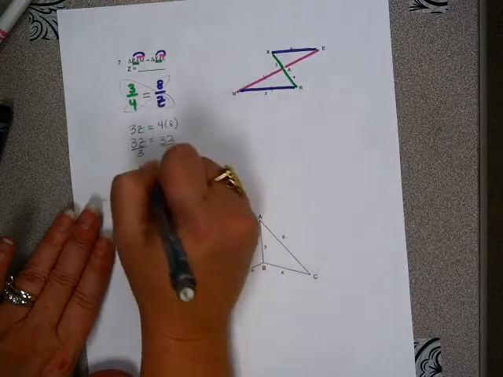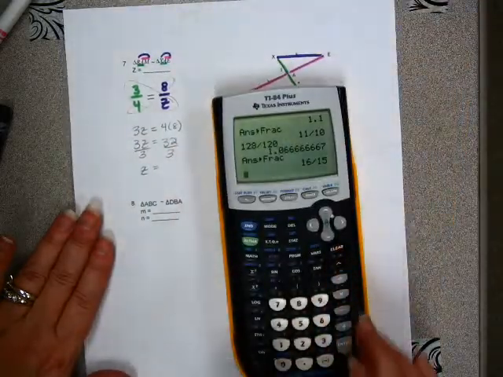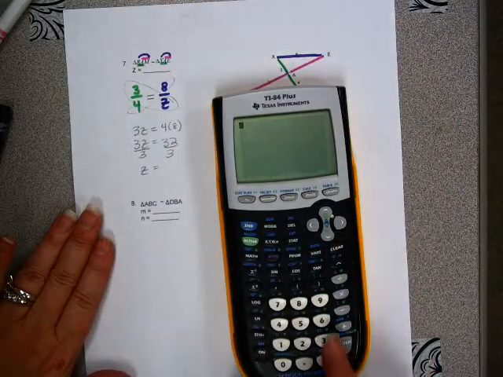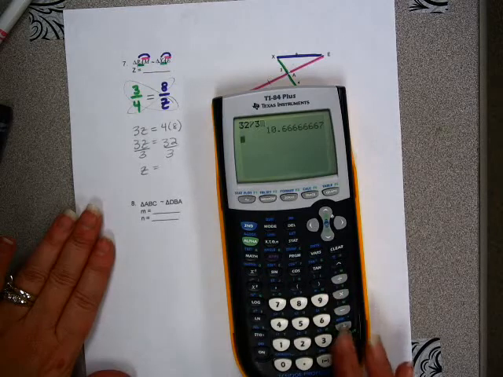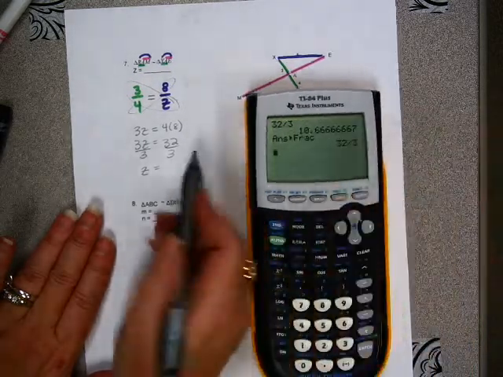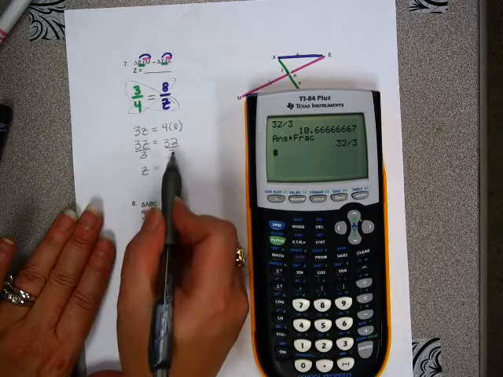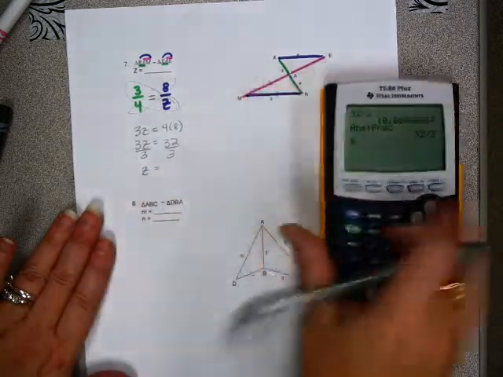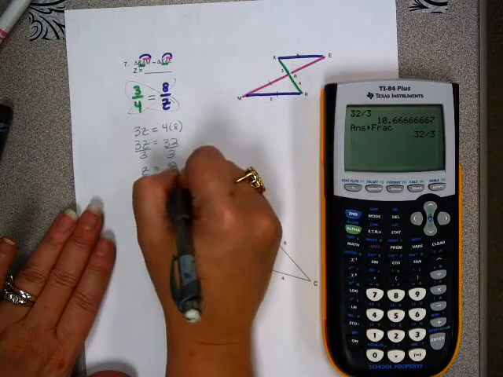And when you do that, if you put that in your calculator, you'll see that it does not reduce. 32 divided by 3, math, enter, you get 32 over 3 back. So that is in the reduced improper fraction form. So the answer is 32 over 3.